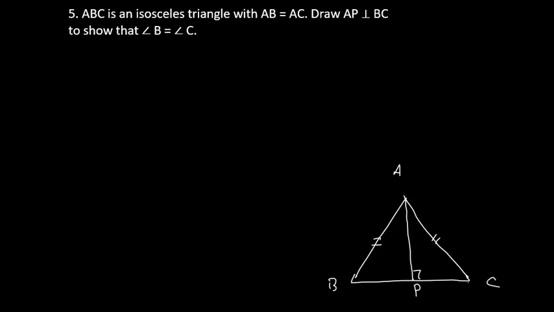So this angle is 90 degree, hypotenuse is equal and this perpendicular is common side. So by RHS I can say that triangles are congruent and therefore this angle B and angle C are equal. So simple, given and to show you can write yourself.